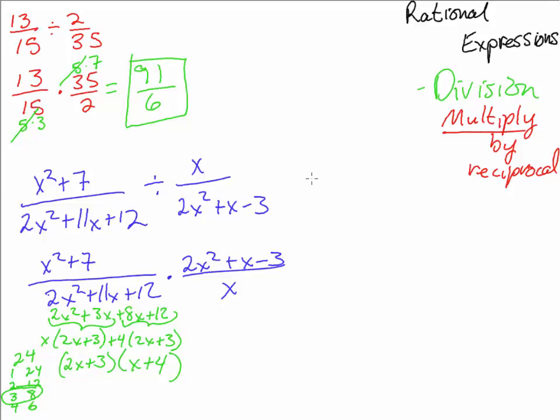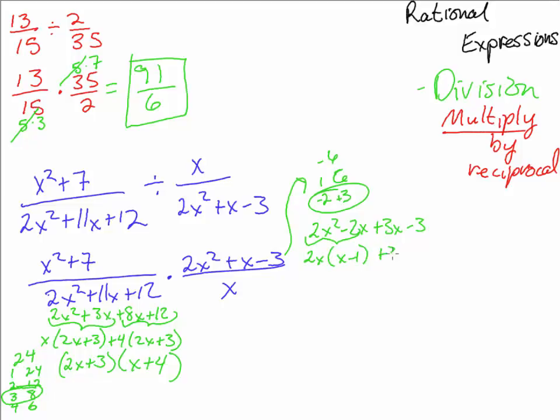This guy I'm going to have to do off to the side a little bit. 2 times negative 3, let's put it up here, is negative 6. You can have a 1 and a 6, or a 2 and a 3. And it looks like a positive 3 and a negative 2 will get that one. So we actually get 2x squared minus 2x plus 3x minus 3. Factor something out of there and you get a 2x times x minus 1. And plus 3 and an x minus 1. So this guy is really, let's write it out up here, 2x plus 3 and x minus 1.